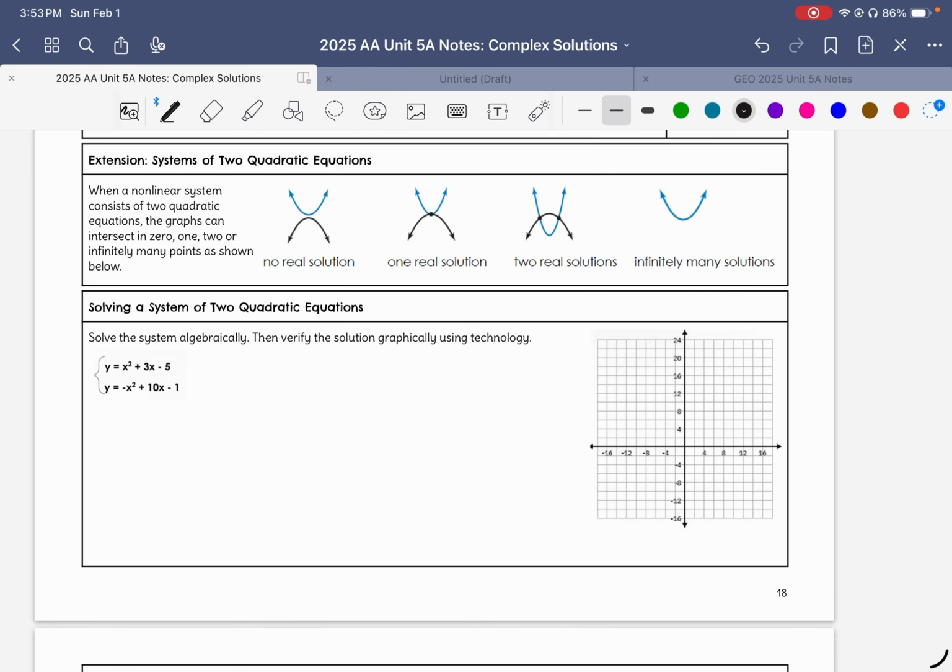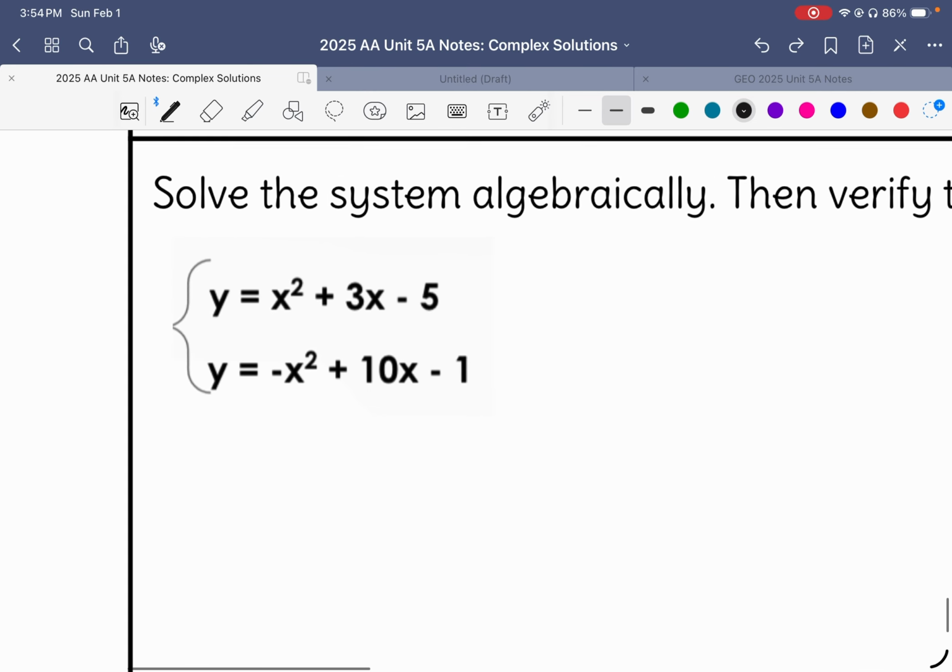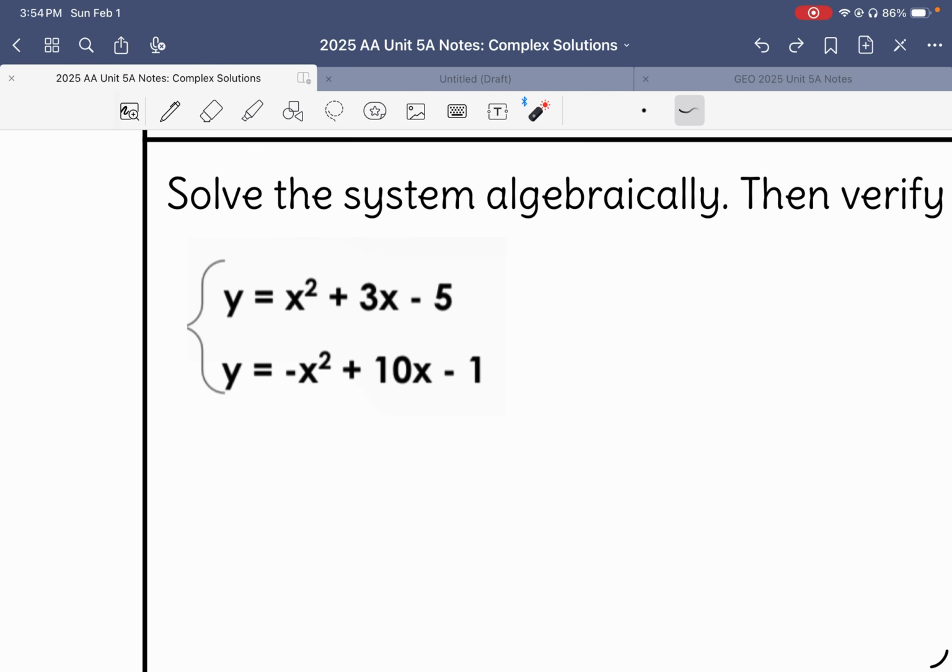If you watched part one of the video, well, here's part two, where I solved this nonlinear system of equations algebraically. All right, so first thing you want to do is make sure that both of your equations are equal to zero. That's what allows us to stick them together, set them equal to each other, and solve.